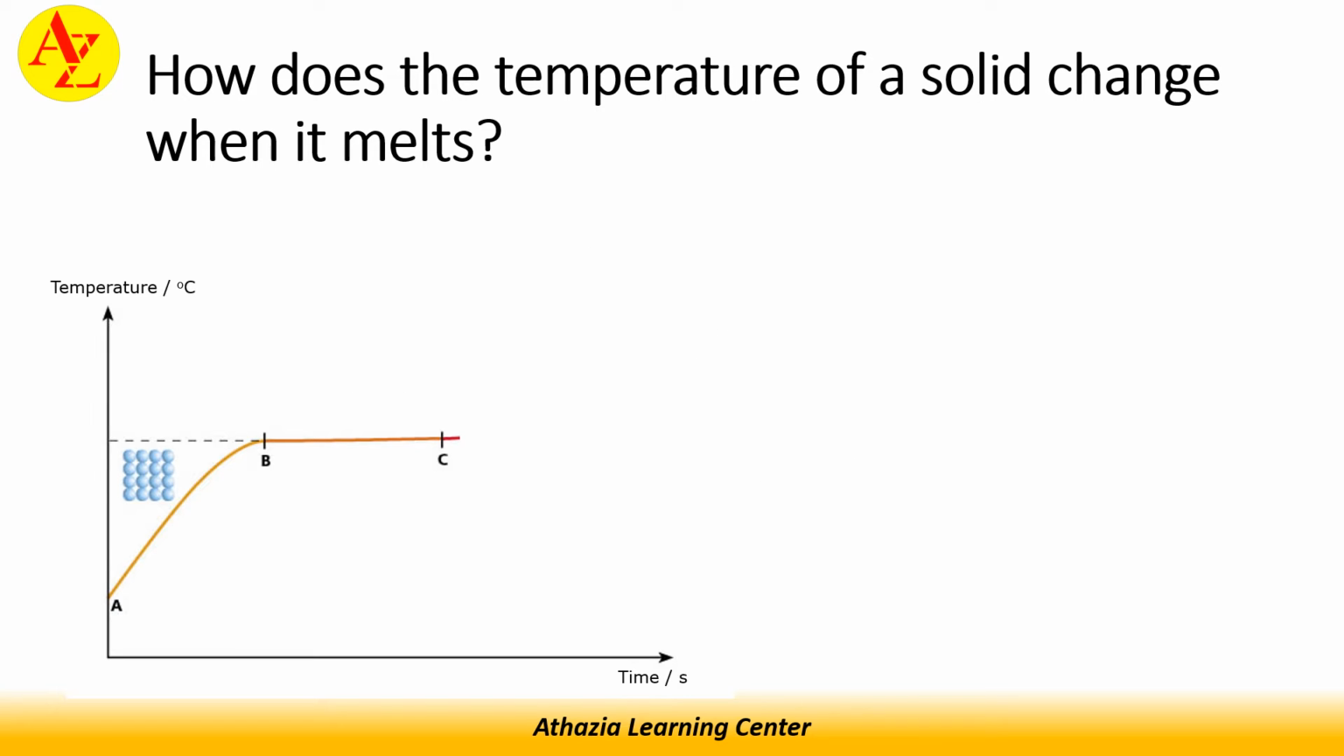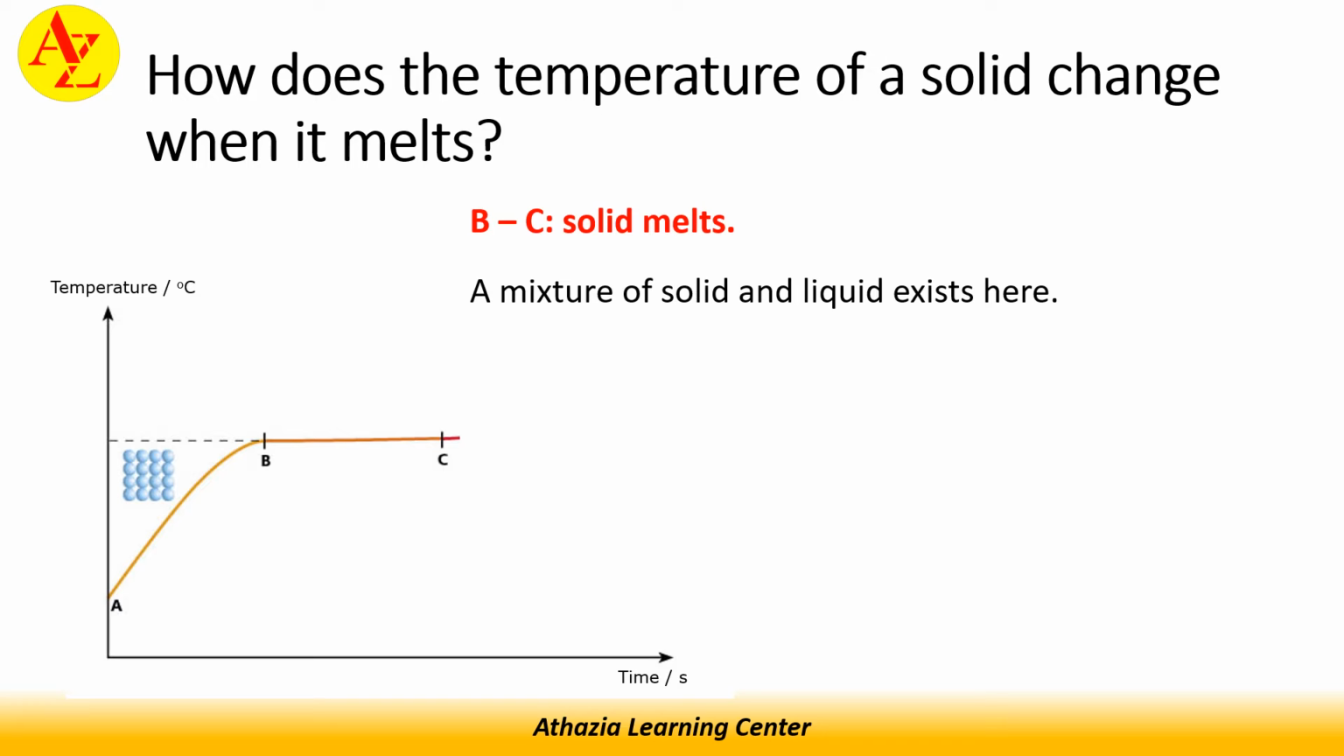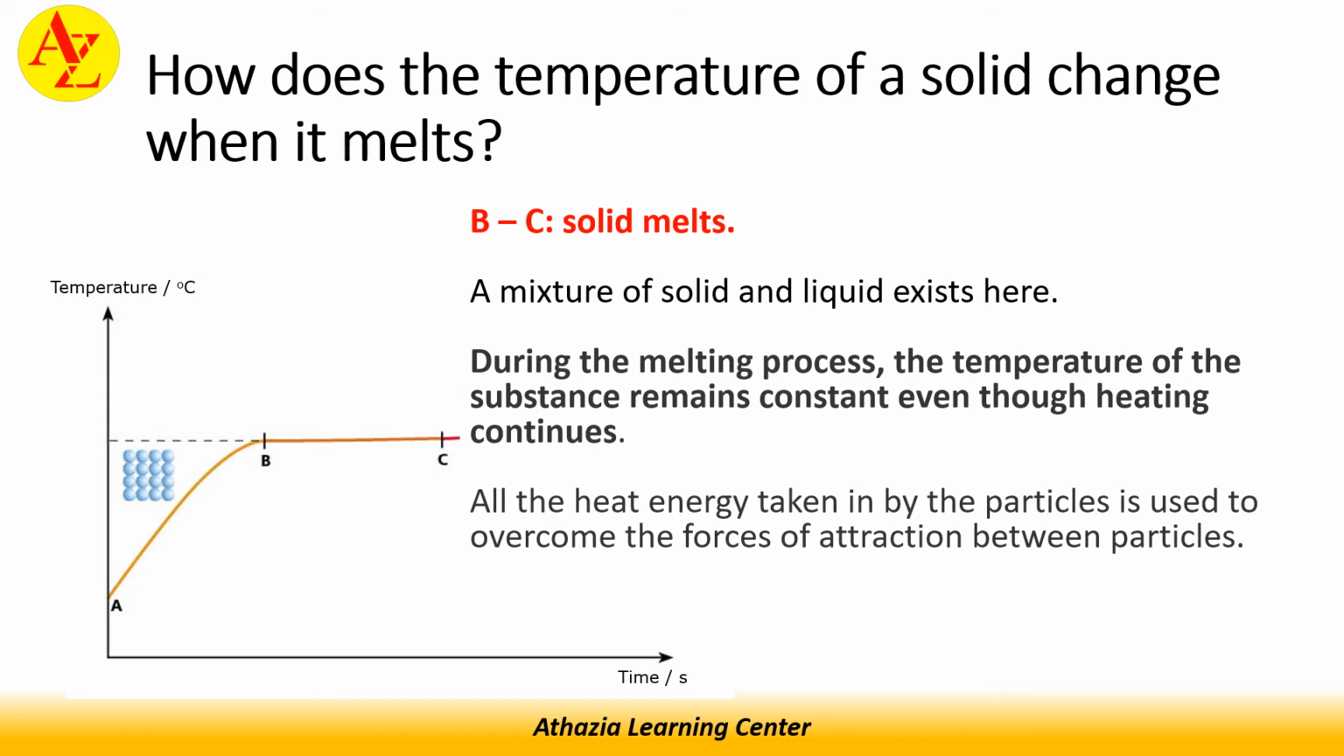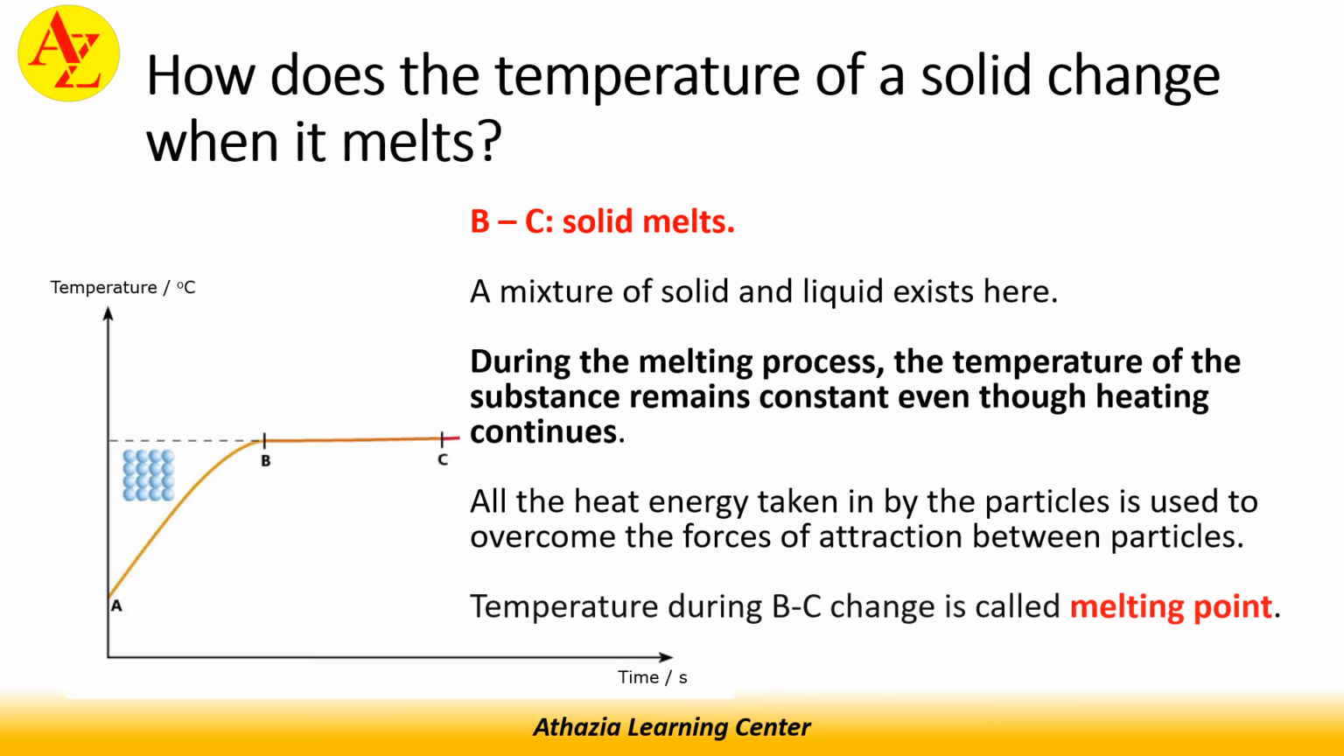Next, the process from B to C. It is an area where a mixture of solid and liquid exists. During the melting process, the temperature of the substance remains constant even though heating continues. All the heat energy taken in by the particles is used to overcome the forces of attraction between particles. The temperature during the B to C change is called the melting point.